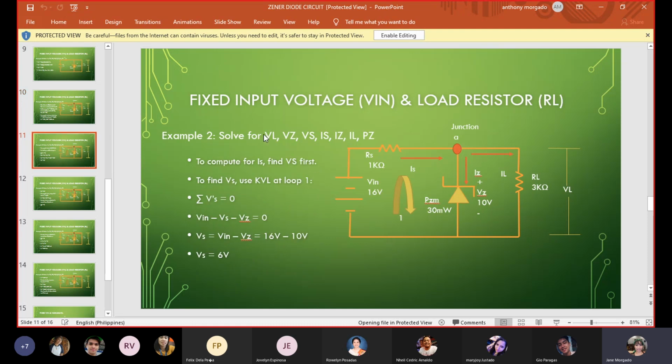Next, to compute for IS, find VS first. So, hanapin natin ano ba itong VS. Madali lang naman, di ba? Kasi we will have a loop here. So, this is already 10, and 16. So, of course, the difference of that would be equal to 6. Kasi the supply is 16, that's the highest voltage. That's the supply. Minus VS minus VC, with VC equal to 10 and supply of 16. So, VS, the voltage across RS, is equal to 6 volts.